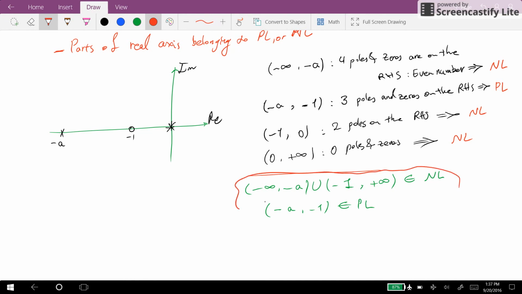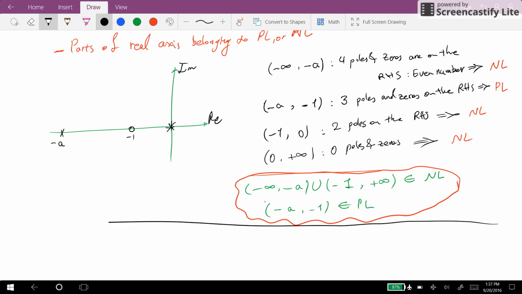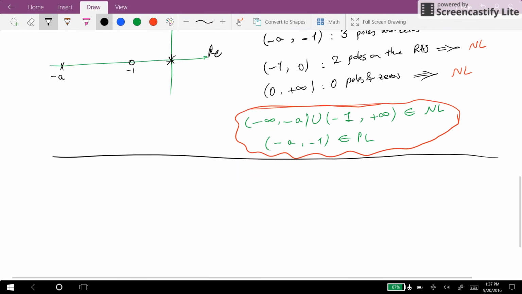So this is our conclusion in terms of the segments or sections of the real axis belonging to our root locus. As the next step, we can think about the break-in or breakaway points.